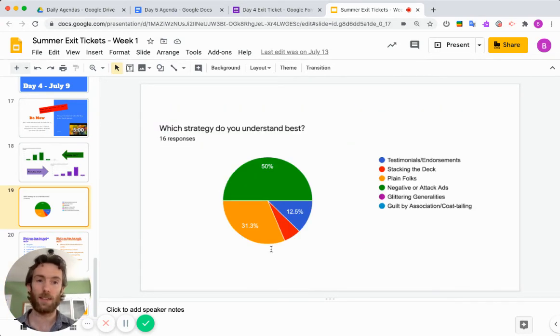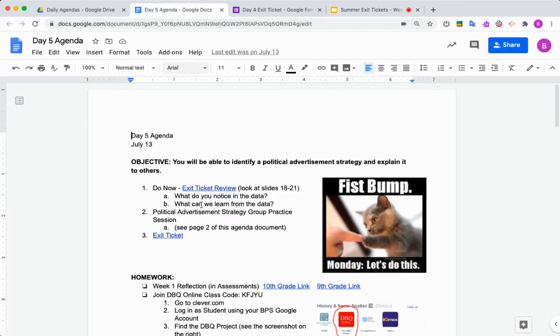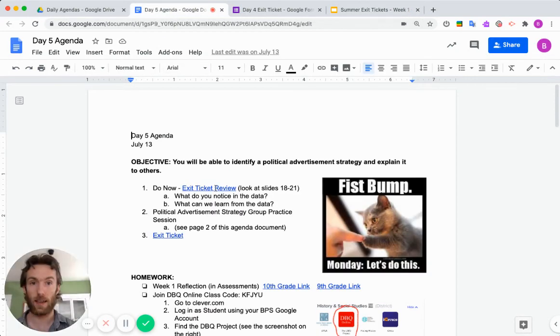But this was a really easy routine for me. Once I had made my exit ticket for the end of class, I already had my do now put together for the next class. Every day they came in, the do now was, go to this link, look at the slides that show yesterday's exit ticket data, and what do you notice? What can we learn from this data? Every day that was my do now.